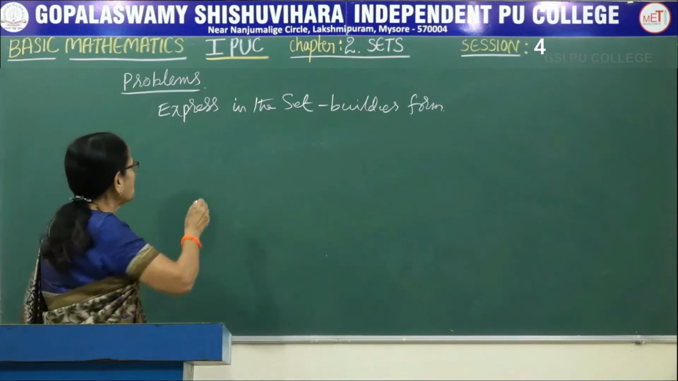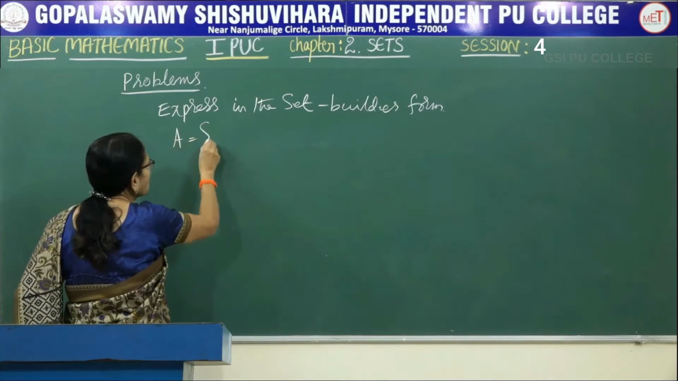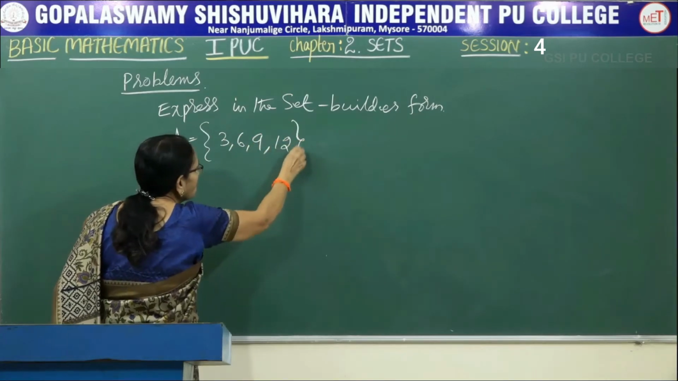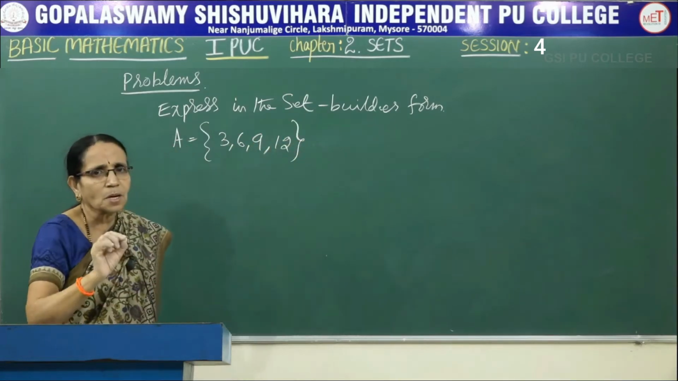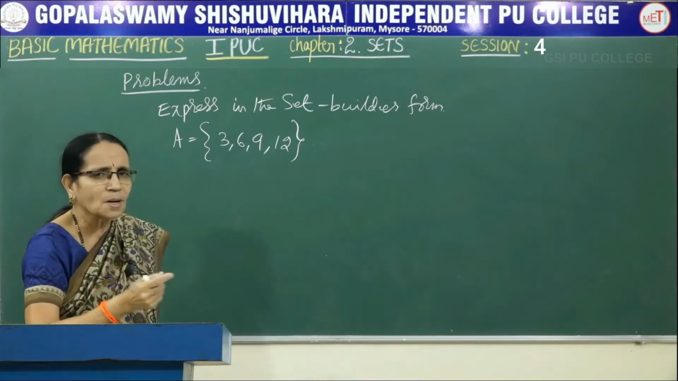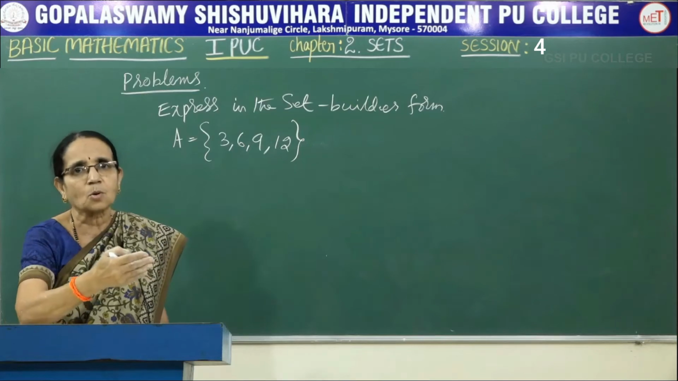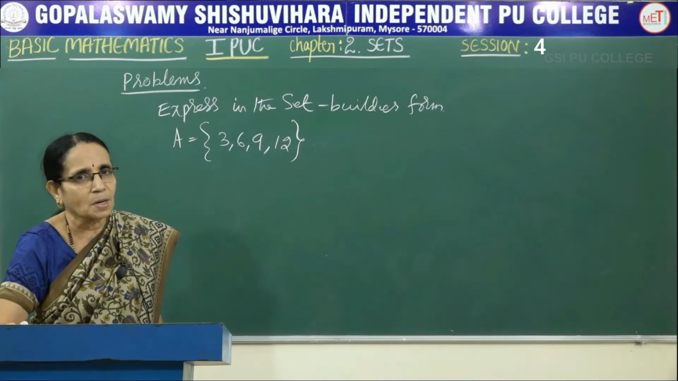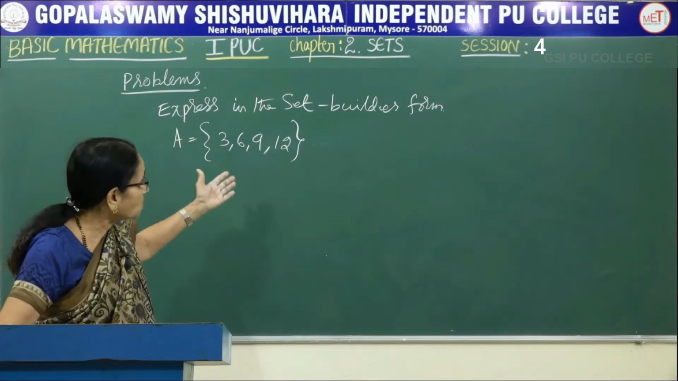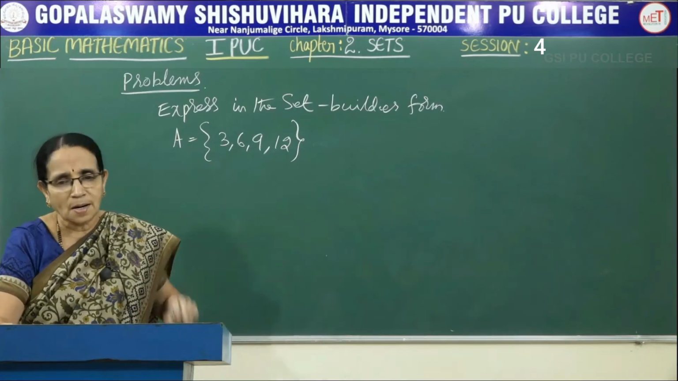The first problem. The set A contains the elements 3, 6, 9 and 12. Here you have to be careful. When the set builder form is given, writing the elements is a little easier because we know the rule. Here, the elements are given, and you have to think a little to find the rule.